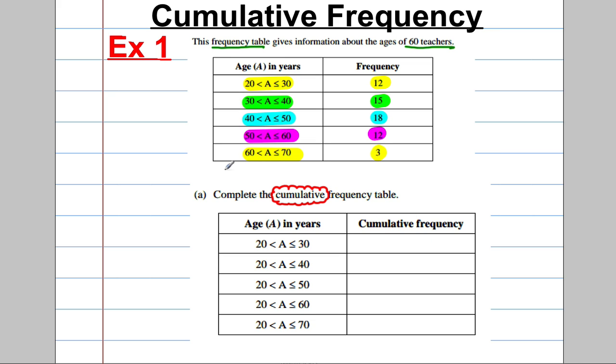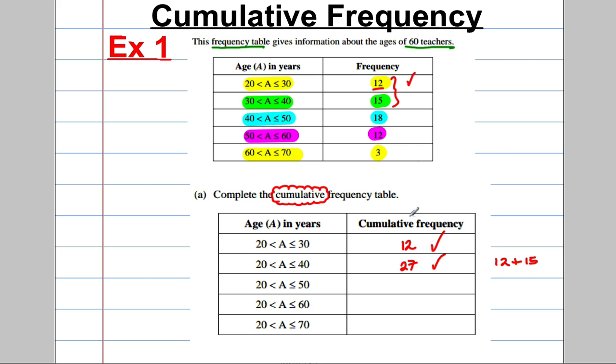So what you do is this. Firstly, between 20 and 30 age, there's clearly 12 people. So you just put 12, the first number there. Now, between 20 and 40 people, there are the 20 to 30 people, which is 12, and the 30 to 40 people, which is 15. So basically, we do 12, the first row, add 15, the second row, and we get 27. So we've added these two here to get this one.